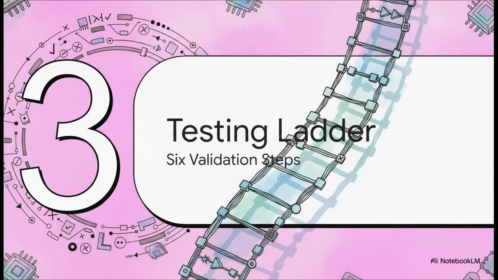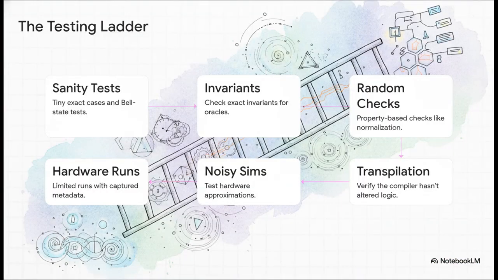All right, part 3. The testing ladder. Let's see how this testing methodology builds. Quantum testing has to be a sequential, 6-step ladder, and skipping a rung almost guarantees you're going to miss a critical error. Step 1. Start with tiny exact cases, followed by Bell state and basis rotation sanity tests to verify basic entanglement. Step 2. Move up to checking exact invariance for oracles, reversible arithmetic, and uncomputation.